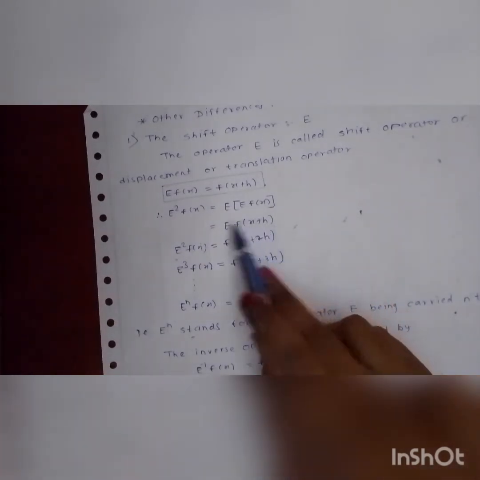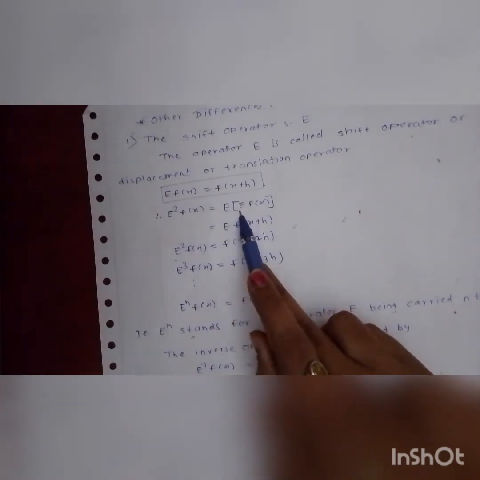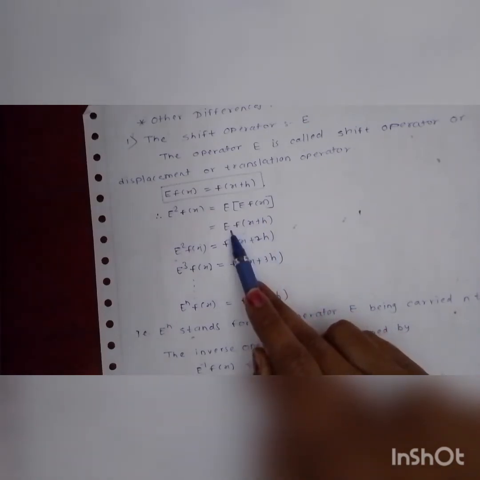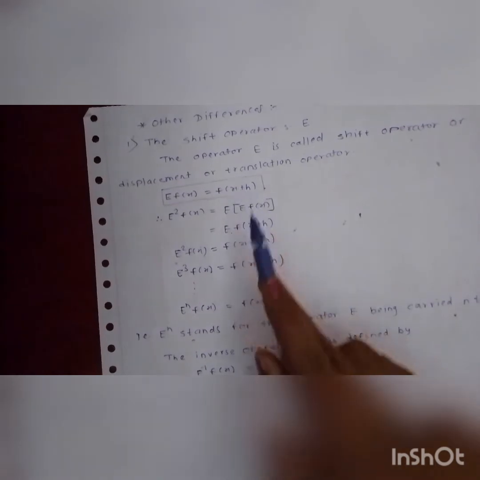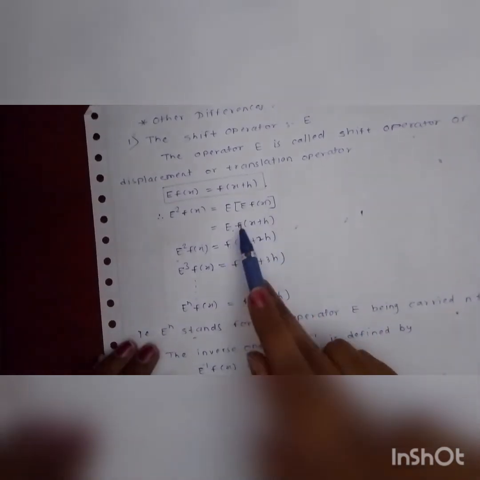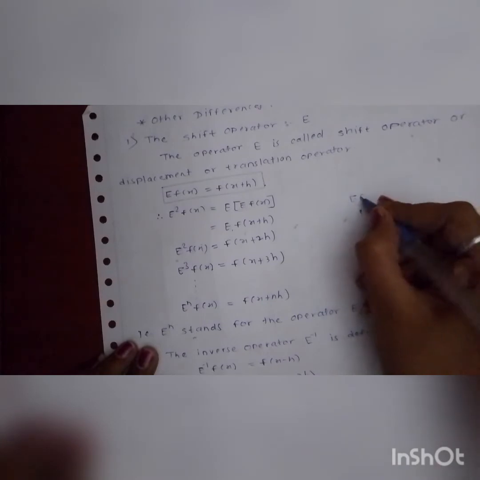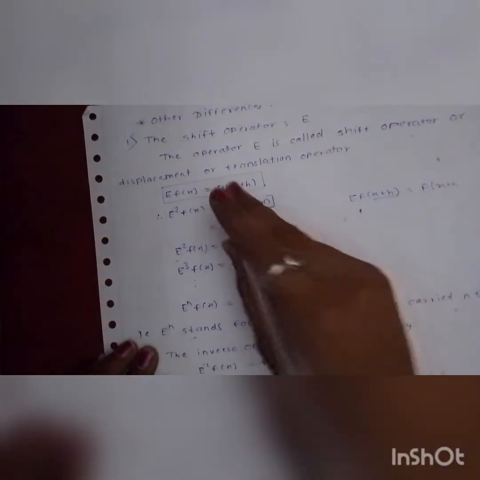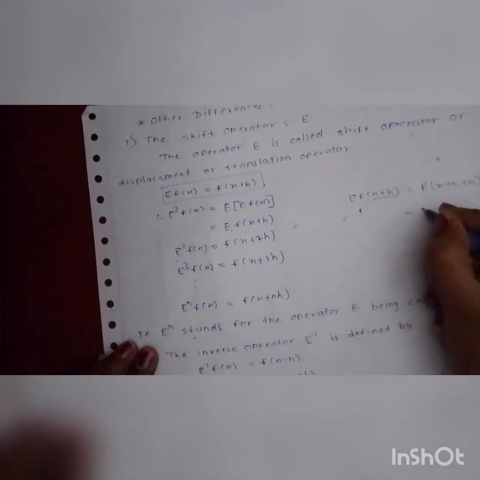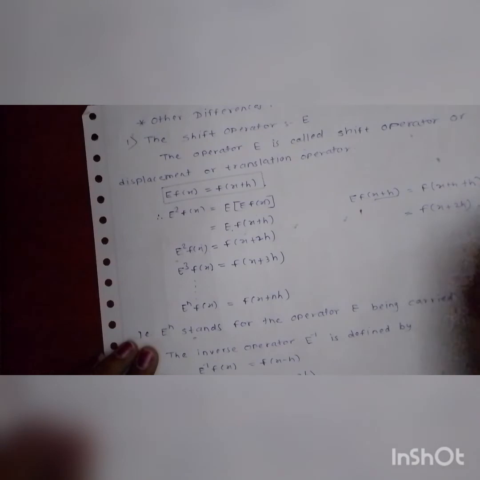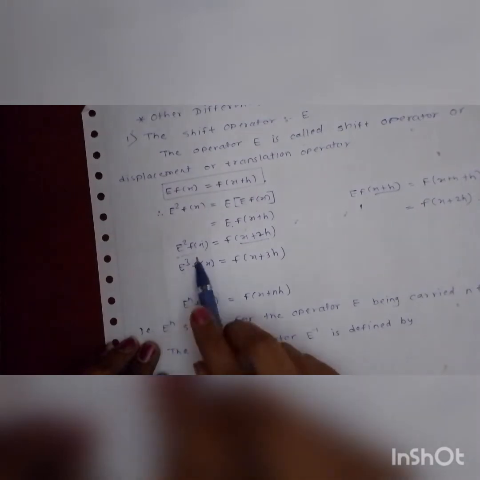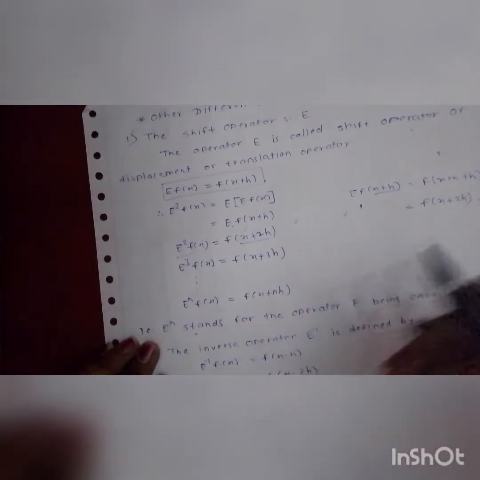Now E square f of x is E applied to E f of x, which equals E into f of x plus h. E f of x is f of x plus h, so applying the definition here, f of x plus h becomes f of x plus 2h. So E square f of x is f of x plus 2h. Similarly, E cube f of x is f of x plus 3h.